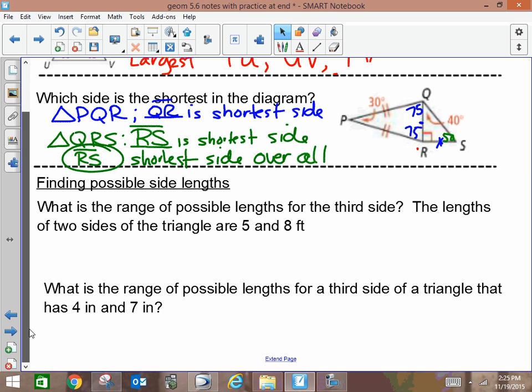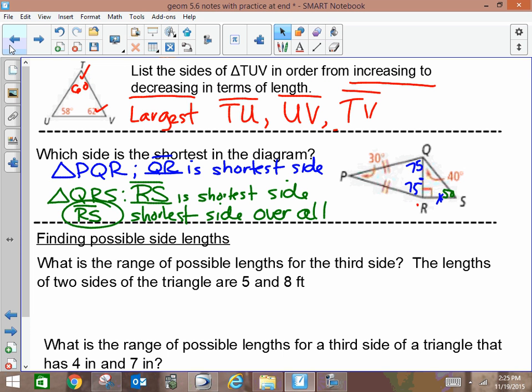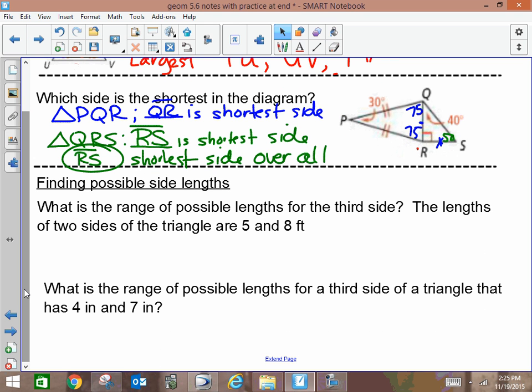Okay, so here is the last thing we're going to do. I feel like it is. Yes. All right. What is the range of possible lengths for the third side? So we're going back to the very beginning where we said, all right, this works, this doesn't work. What is the range of possible lengths for the third side? We get 5 and 8.